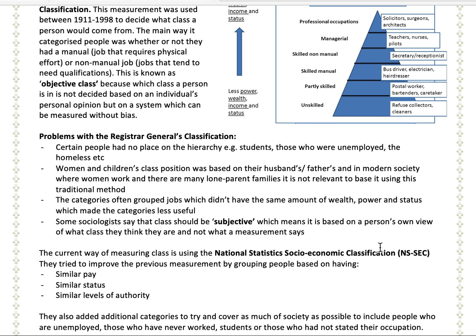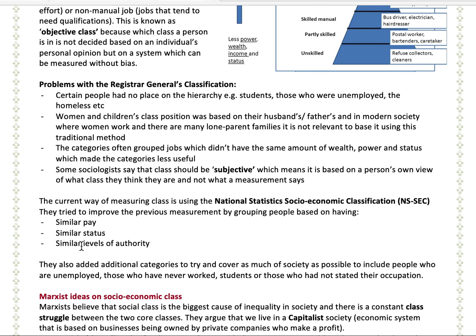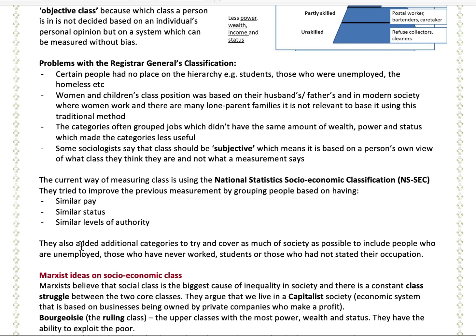So we now use a system called the NSSEC, so the National Statistics Socio-Economic Classification, and it improved this. So now there are more categories essentially. So they've broken up managerial into several more categories. So then we can group people based on similar pay, similar status, and levels of authority. And they've also added additional characteristics and categories. So things like people who are students or unemployed.